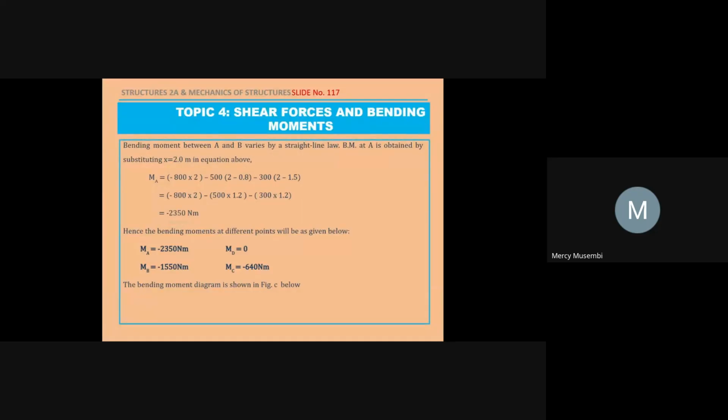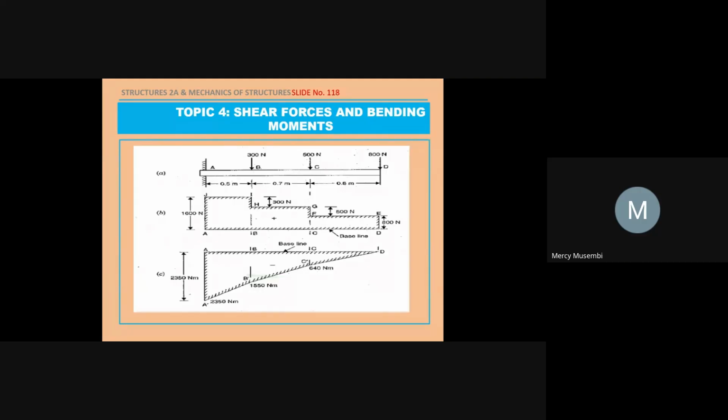So the bending moments at different points will be 2350, 1550, 640, and 0. Now when you plot, this is freehand. You just plot the points. It's not like graph paper, you just plot it in a place. You assume, if your 2350 is here, your 1550 should be somewhere at least here. If your 1550 is there, your 640 should be somewhere there, and definitely your 0 is here.